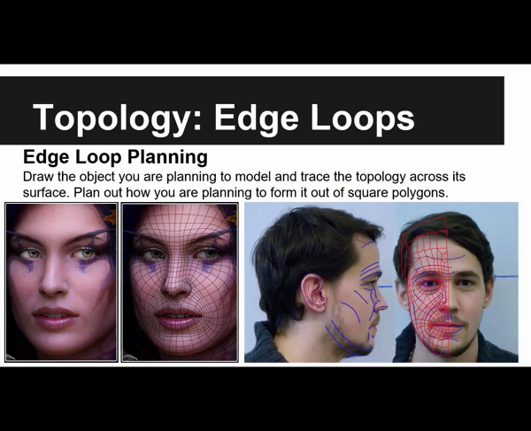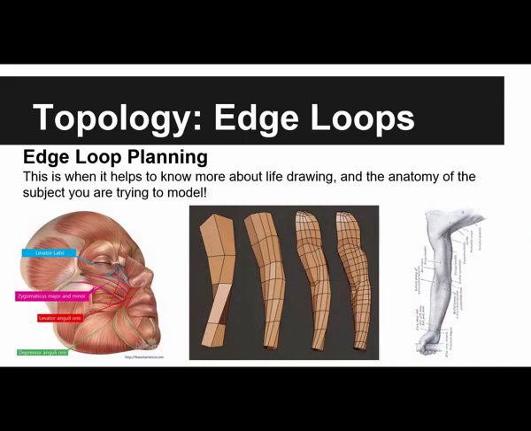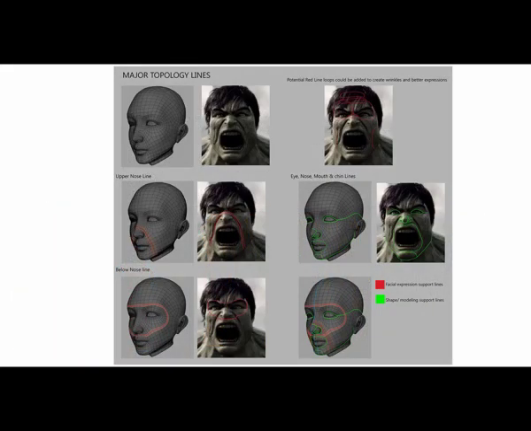Edge loop planning. Draw the object you are planning to model and trace the topology across its surface. Plan out how you are planning to form it out of square polygons before you start the modeling process. This is when it helps to know more about life drawing and the anatomy of the subject you are trying to model. Here are examples of major topology lines.